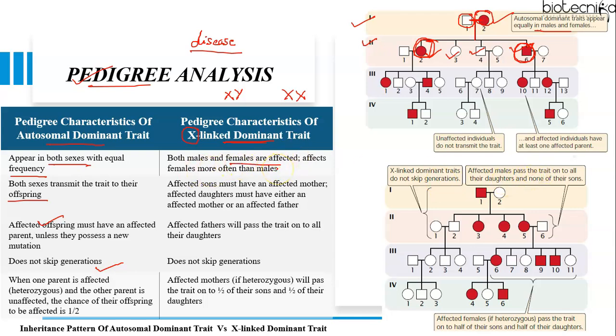although they often affect more females than males. Because, as we all know, males have only one X chromosome, where the X comes from the mother and the Y comes from the father. So a male will inherit an X-linked dominant trait only from his mother.